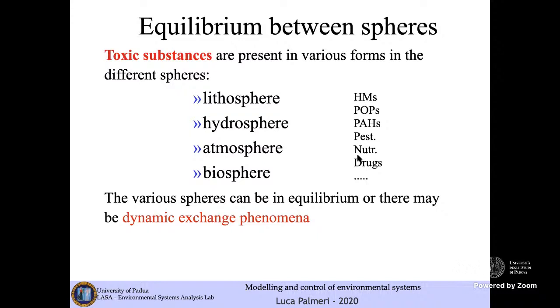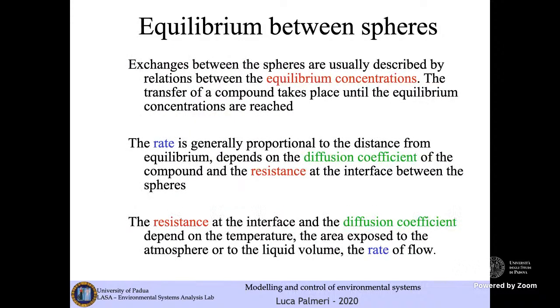Various spheres can be in equilibrium or there may be some kind of dynamic exchange phenomenon. Several of these dynamic exchange phenomena that describe interaction between the spheres may be included into your ecological model of the site that you're studying. The exchanges between the spheres are usually described by relations between the equilibrium concentrations. The transfer of a compound takes place until the equilibrium concentrations are reached. So the end point of a transfer between the spheres are equilibrium concentrations.